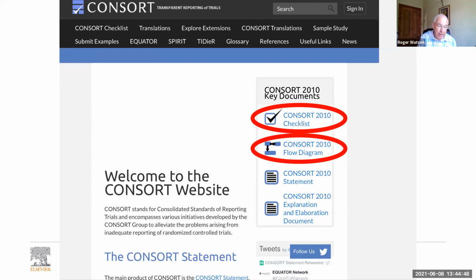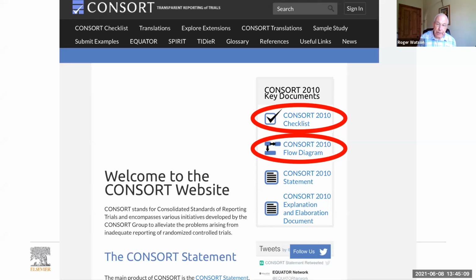And the editorial assistant at the beginning of the process will look to see what kind of article you've submitted, and if it claims to be a trial, they will check that you've got the CONSORT checklist and the CONSORT flow diagram. If you don't, the paper will be returned to you. And it's very easy to check those things.